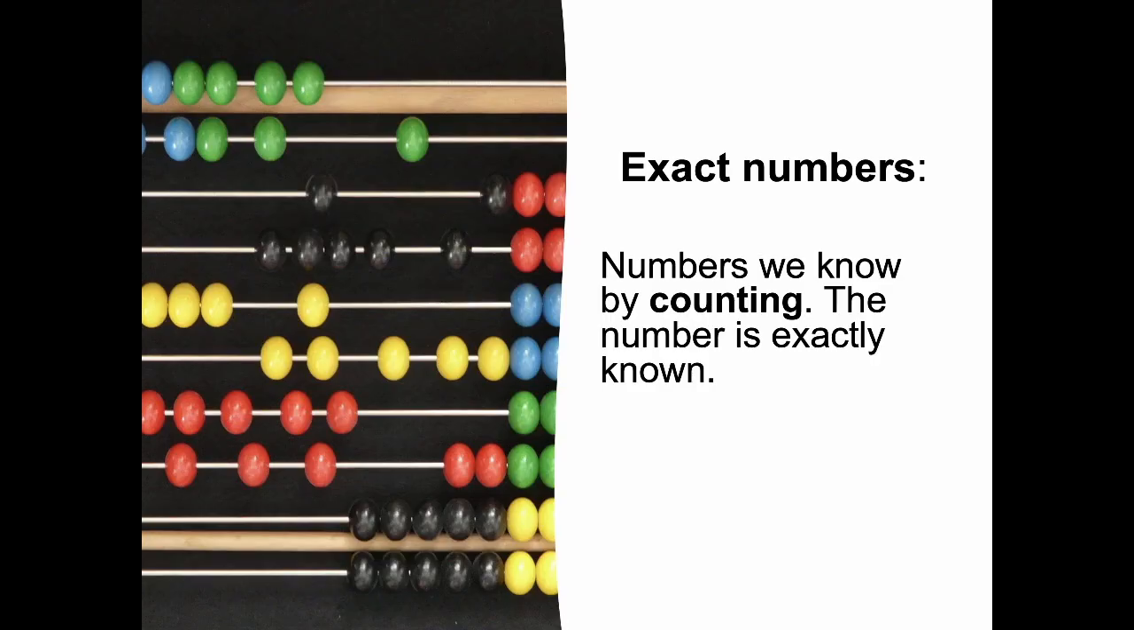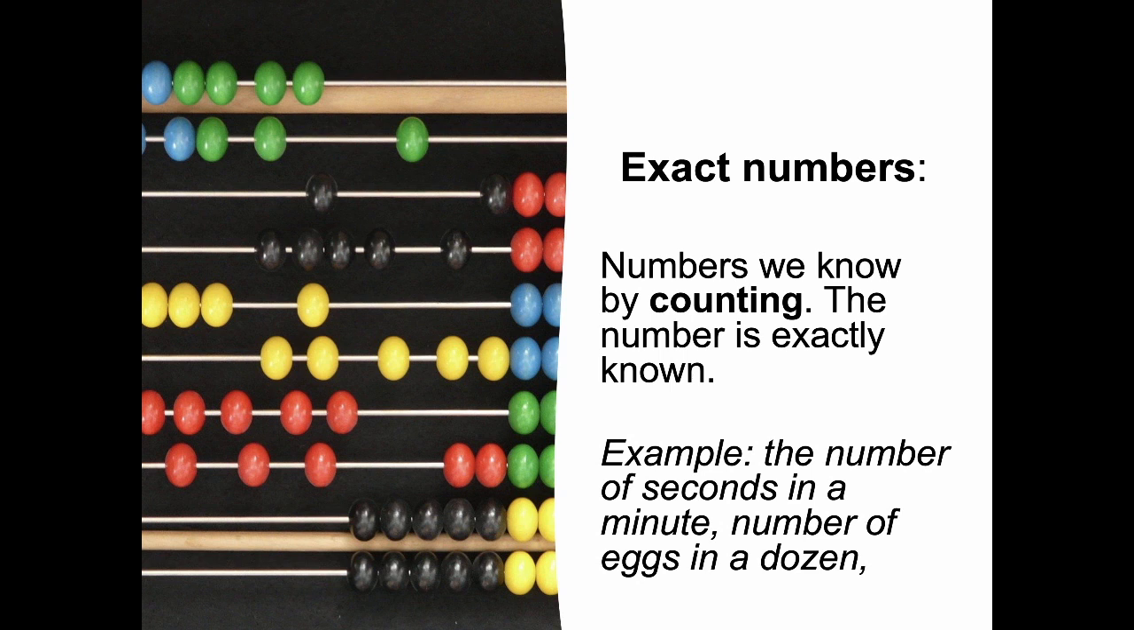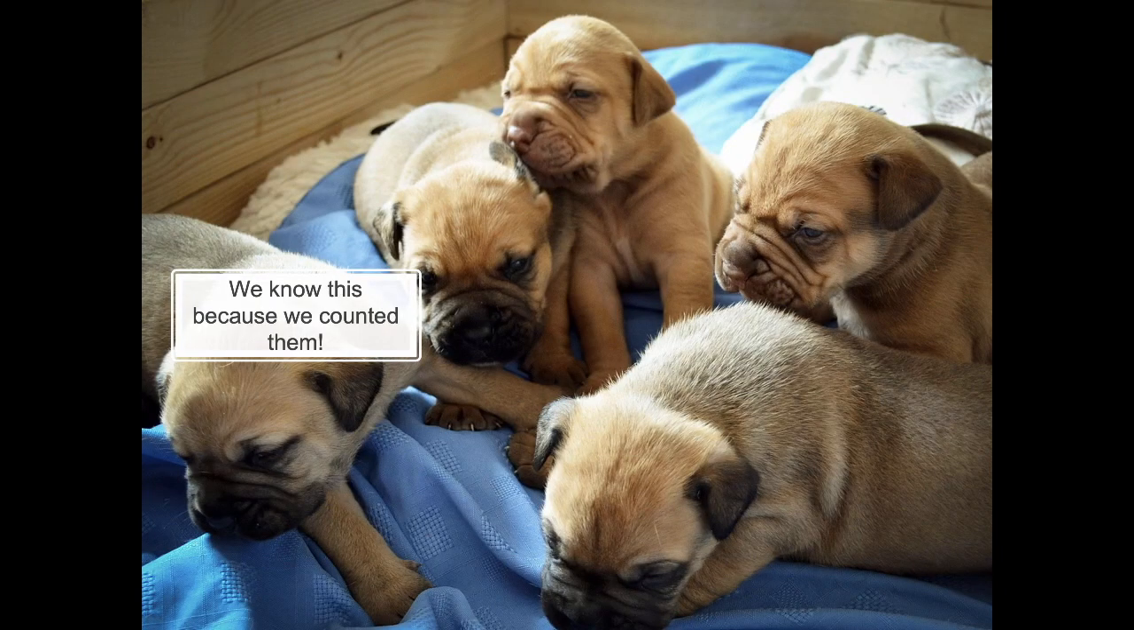Exact numbers are numbers we know by counting. The number is known exactly. For example, the number of seconds in a minute is 60. No more, no less, that's how it's defined. The number of eggs in a dozen is 12. There are 5 puppies in this litter. These are things we know by counting.